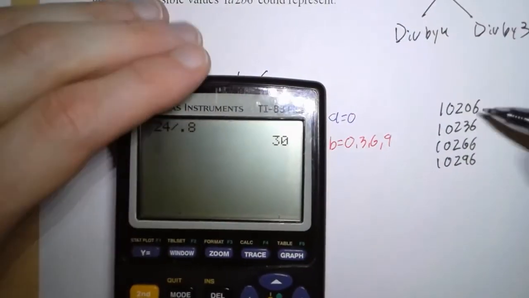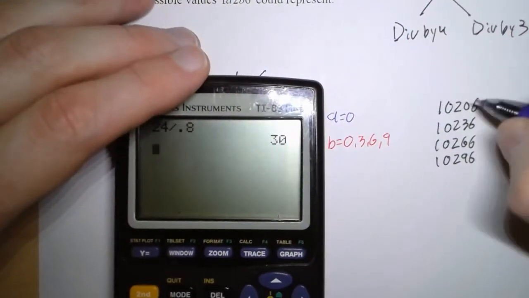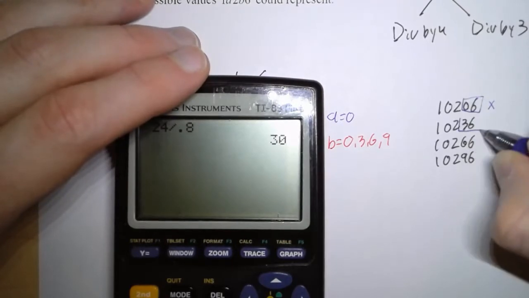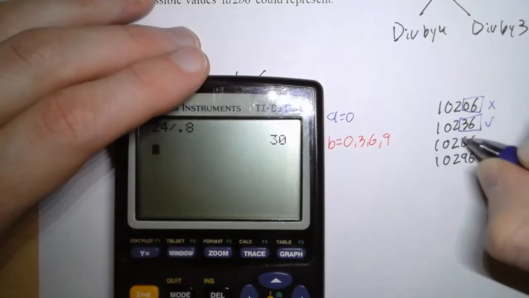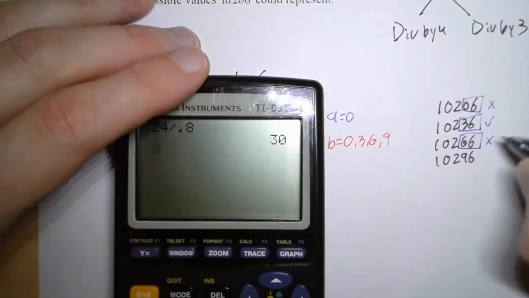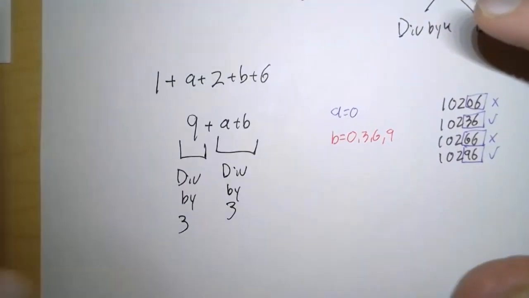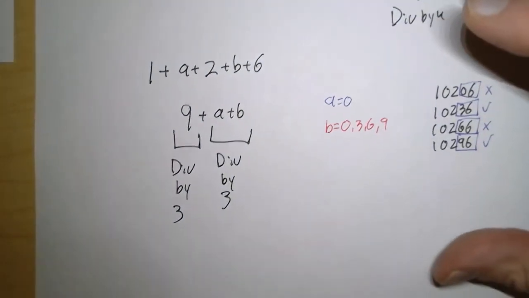Well, we've got to look at the last two digits. Is this divisible by 4? No. Is this one divisible by 4? Yup. Is this one divisible by 4? Nope. Is this one divisible by 4? Yup. So here we've got two possibilities.